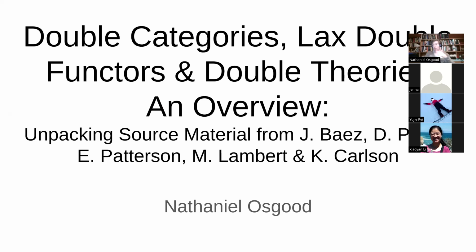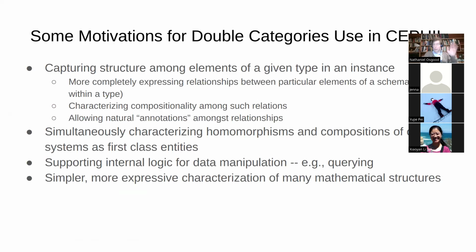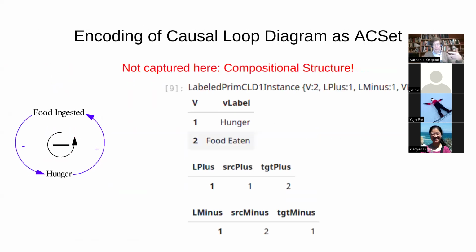And really, as before, I'm going to be unpacking source material, drawing from a combination of folks, particularly strongly Kevin Carlson, Evan Patterson, Michael Lambert, but occasionally potentially drawing on materials from Dorette Pronk or John Baez. So we've covered in past sessions motivations for this work, and at least one of those motivations will come through very strongly within this session, with the particular example of causal loop diagrams.